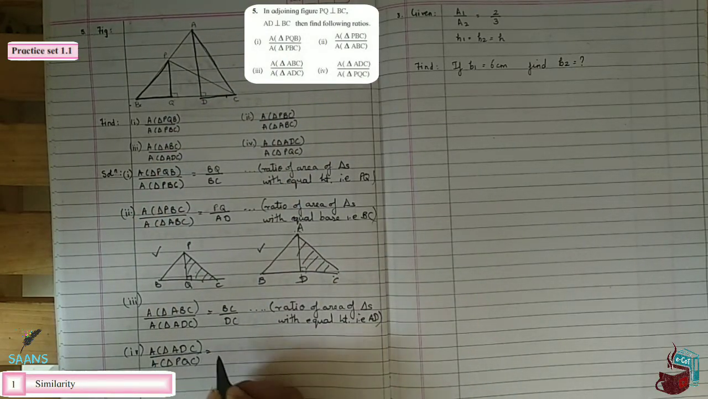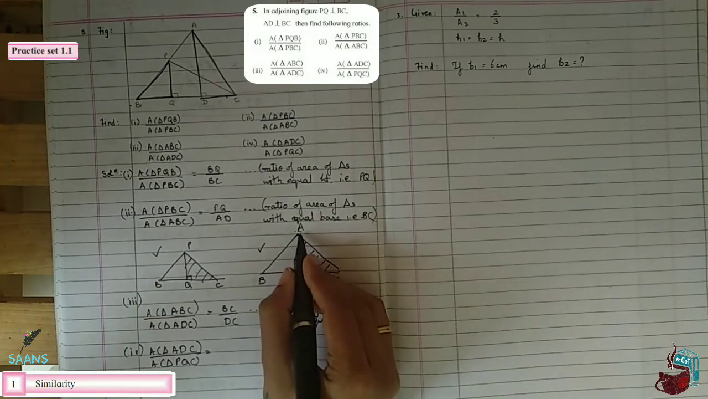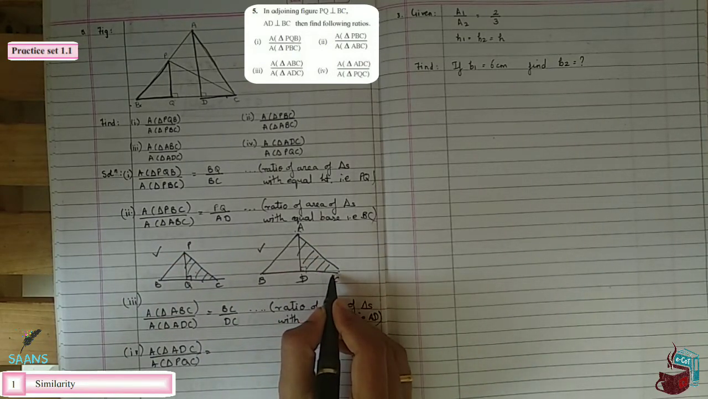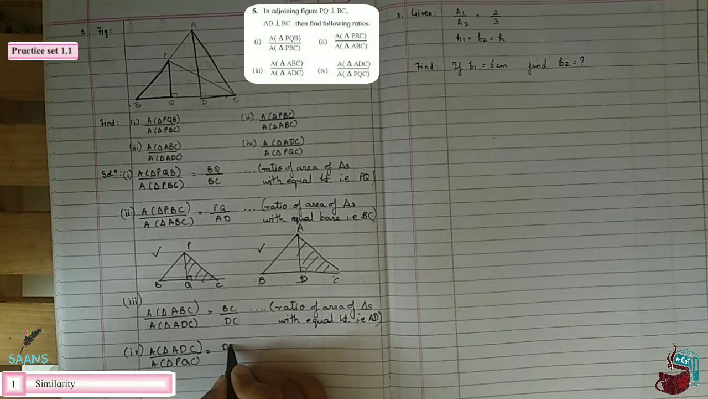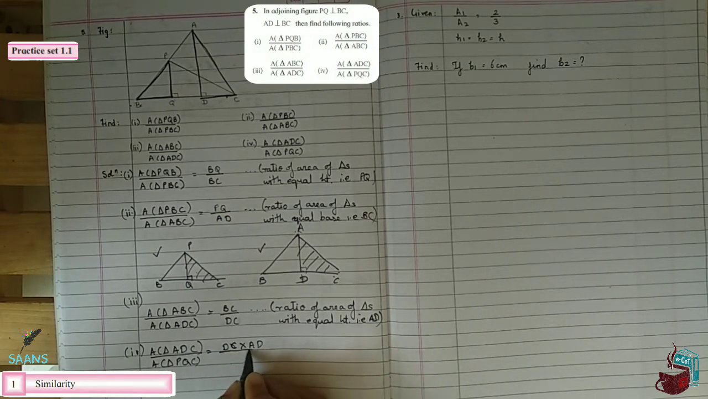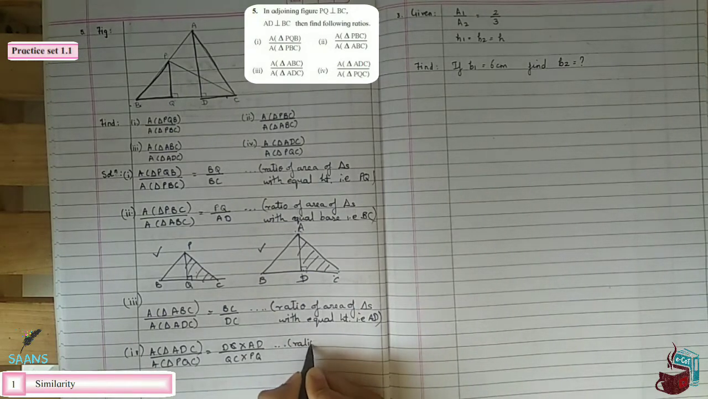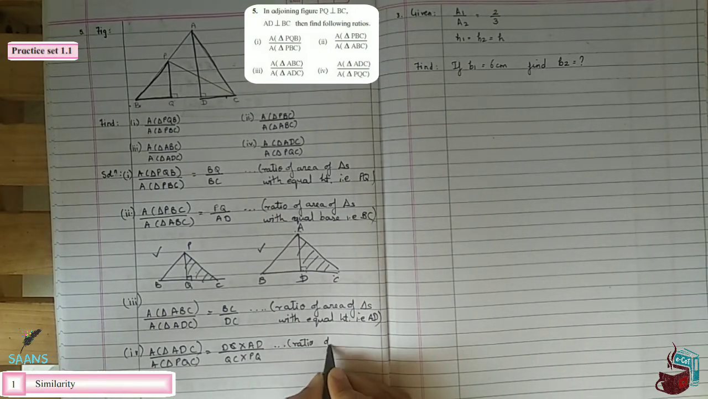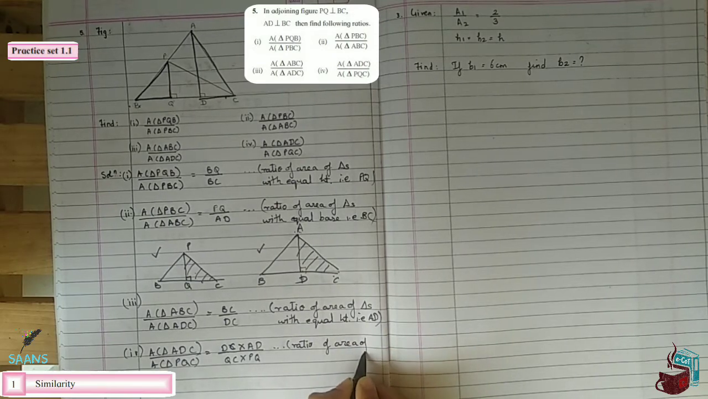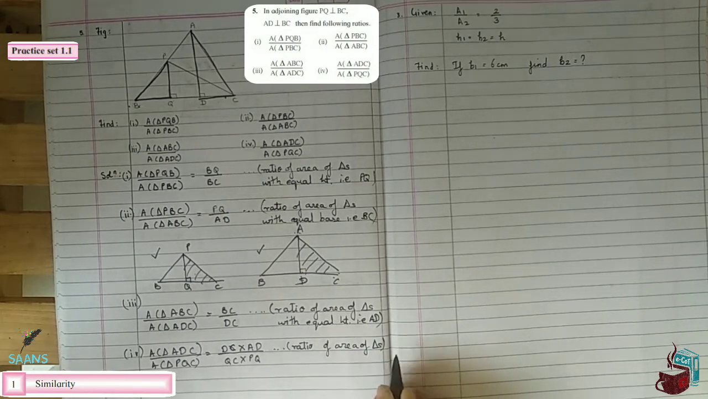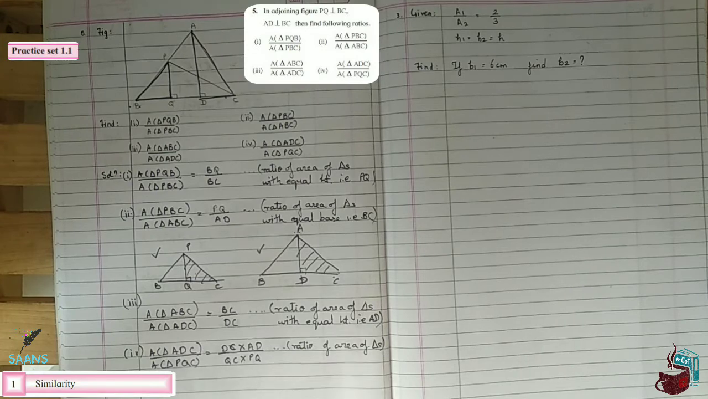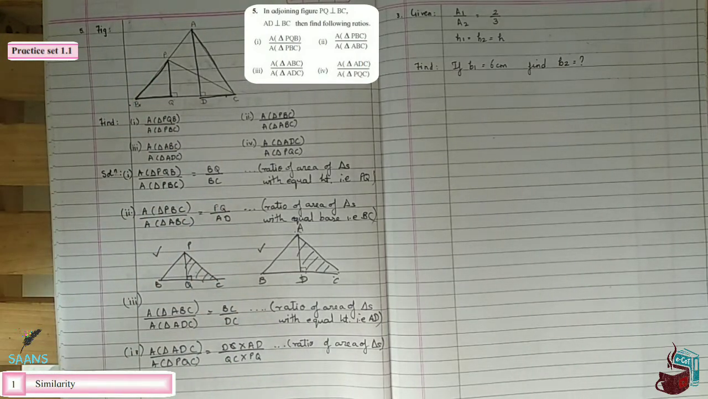So in this case, for ADC, base into height, base is DC into height is AD, and PQC, base is QC, height is PQ. This is ratio of area of triangles or two triangles, okay. So this is for your sum number 5.